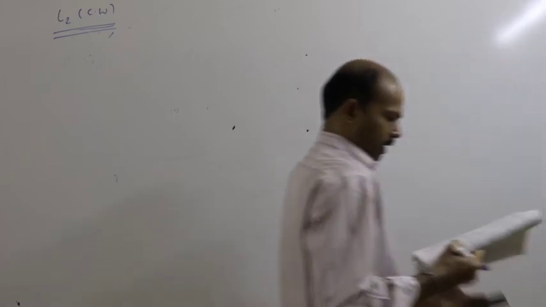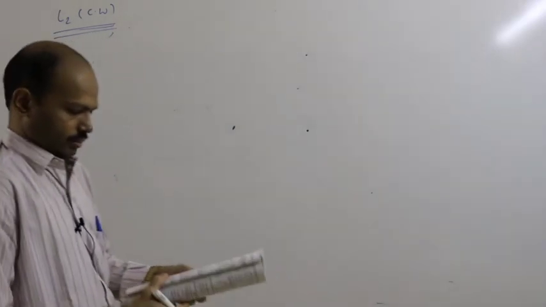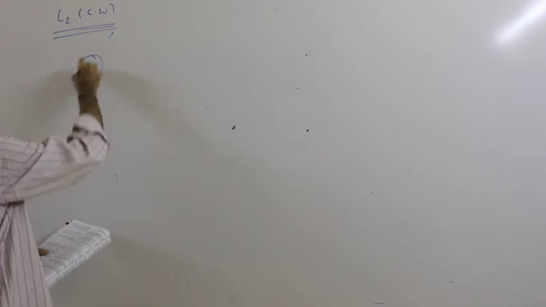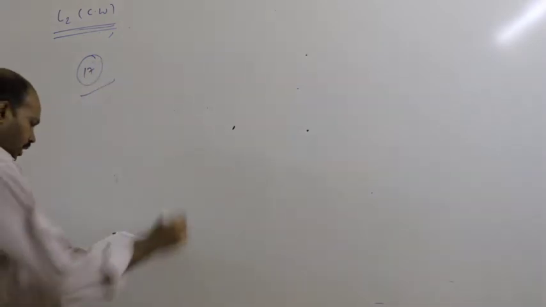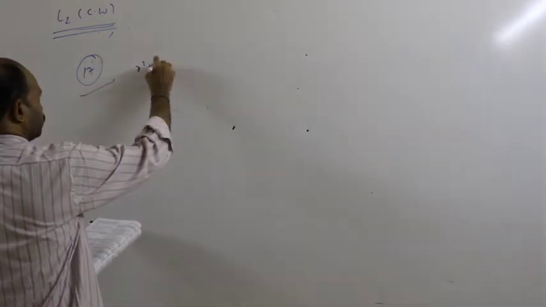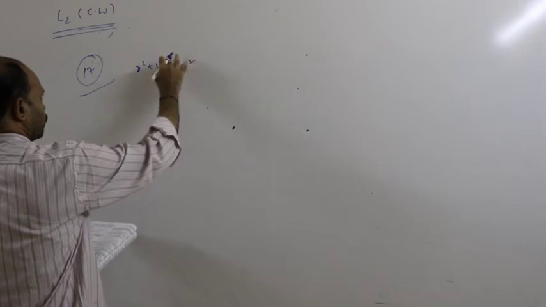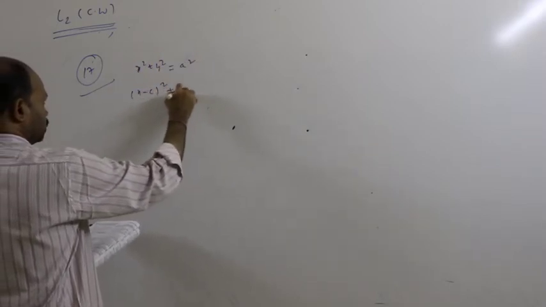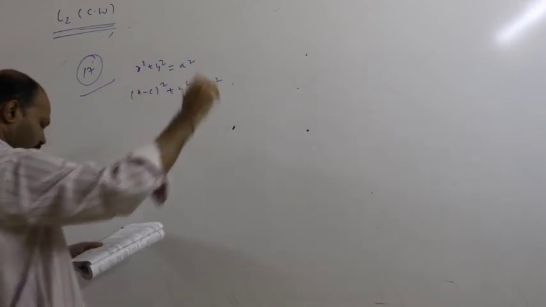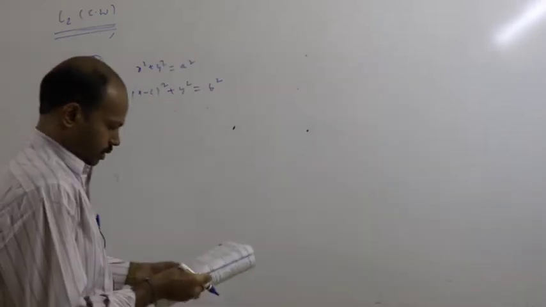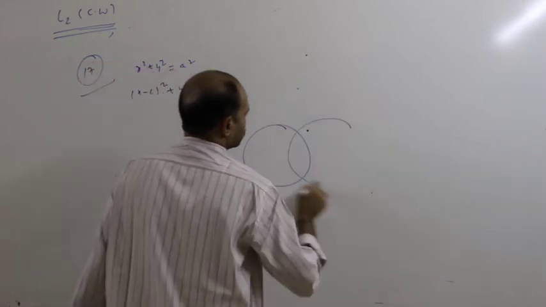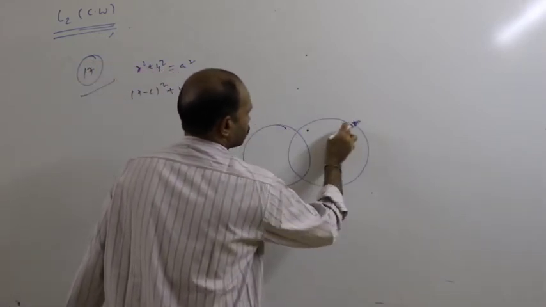All of you must read the 17th question. Nothing to explain here except a drawing of a diagram. The given circle is x square plus y square is equal to a square, and the other circle is (x minus c) whole square plus y square is equal to b square. These are two intersecting circles.